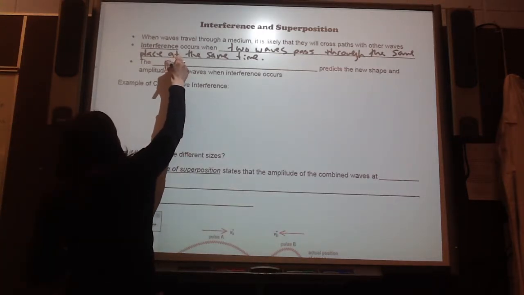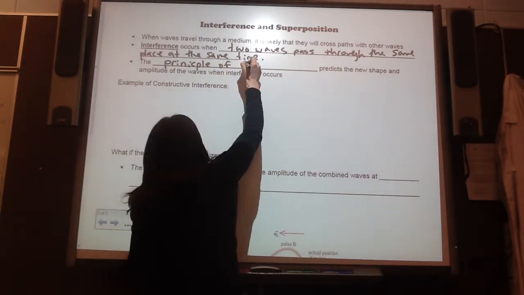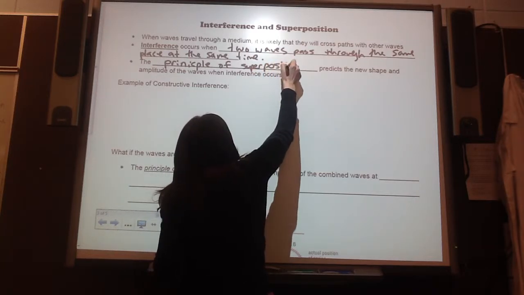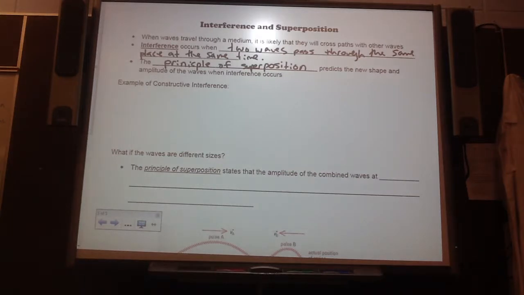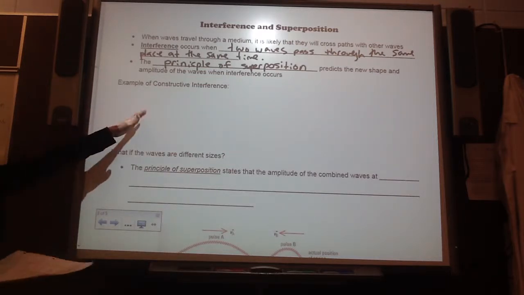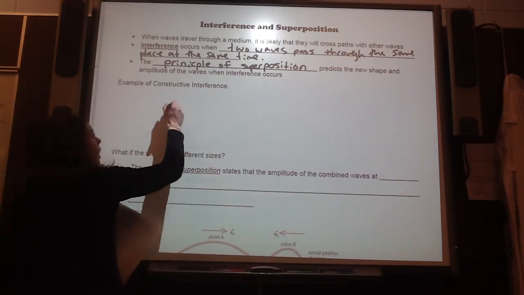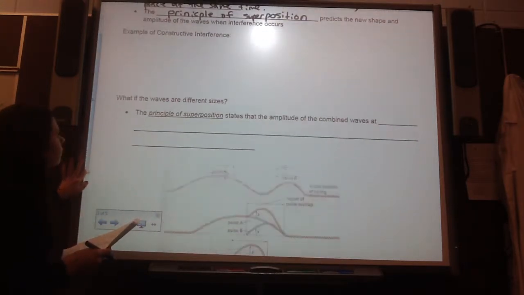The principle of superposition predicts the new shape and amplitude of the waves when interference occurs. And then we already have drawn our example of constructive interference. This isn't in your notes, but that's why we put it in our other ones.